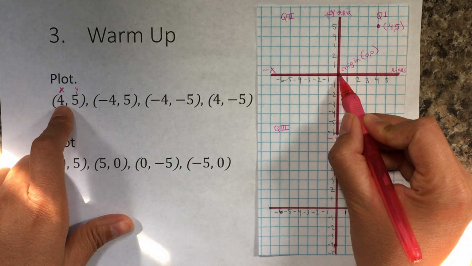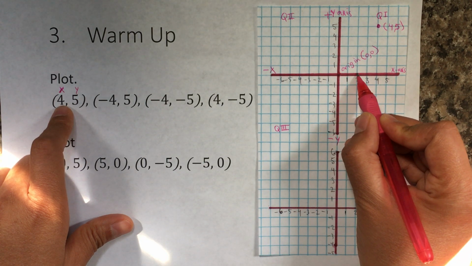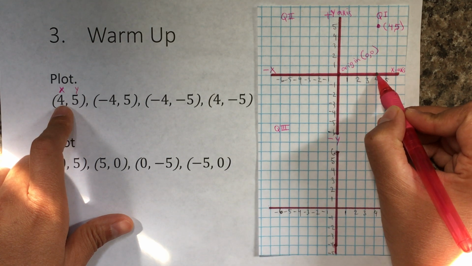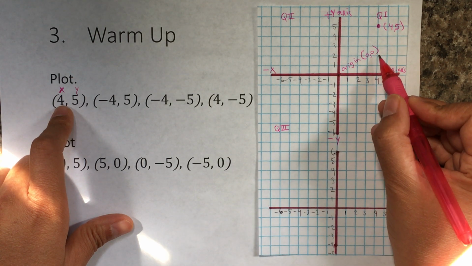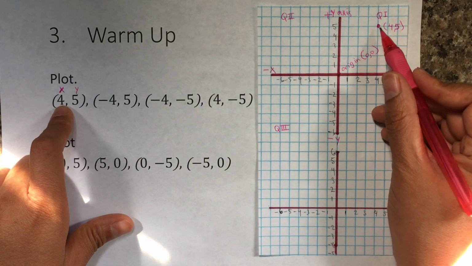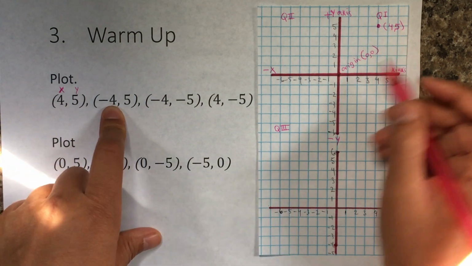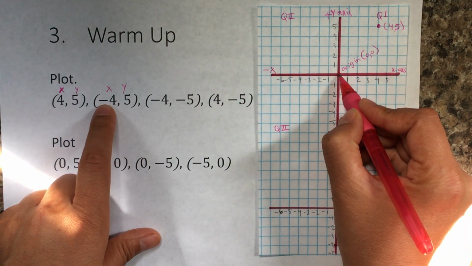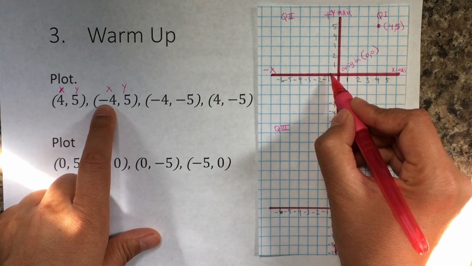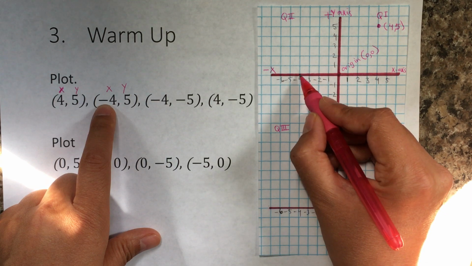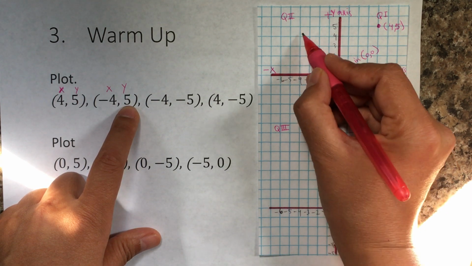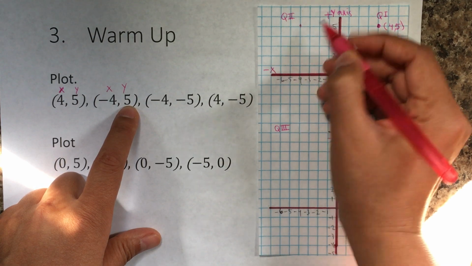When I count, I start counting here. 1, 2, 3, 4. So it's after I make the jump. And then 1, 2, 3, 4, 5. Okay, the next one, again always X first, but this time is negative 4. So negative 1, negative 2, negative 3, negative 4, positive 5, 1, 2, 3, 4, 5. It's right there.